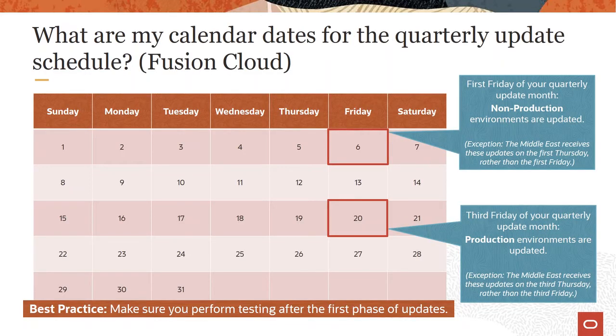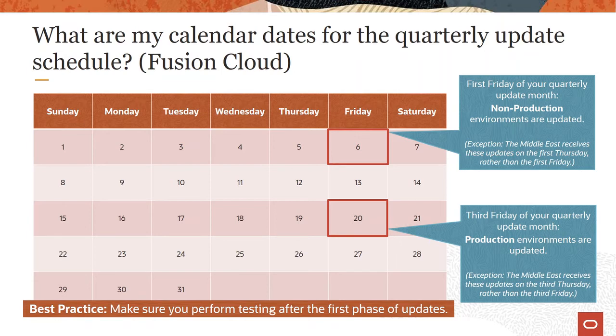The calendar dates for the Fusion application's quarterly updates are as follows. The first Friday of the quarterly update month. So if you're in the cohort that is being updated in February, then in the first Friday of February, your non-production environments will be updated. If you happen to be in the Middle East, you'll get this update on the first Thursday rather than the first Friday. The third Friday or Thursday of the month is when your production environments will typically be updated.